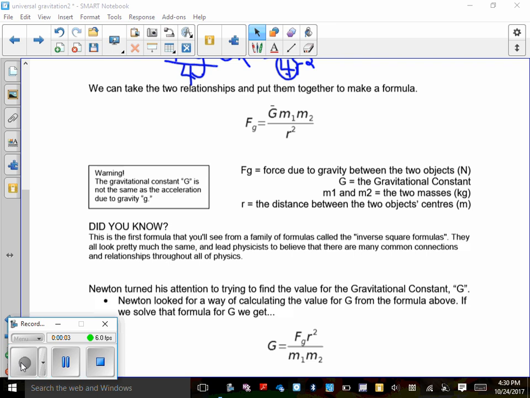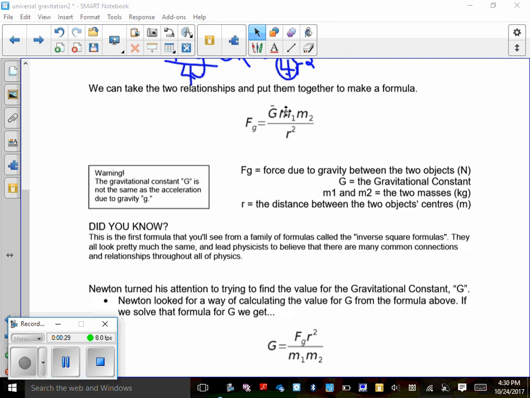Continuing on with universal gravitation here, Newton's law of universal gravitation. What happened is taking those two relationships, that the force is related to the masses and also inversely related to the r squared, to that distance, we made this formula. Well, Newton put together this formula. The force of gravity equals big G m1 m2 over r squared.